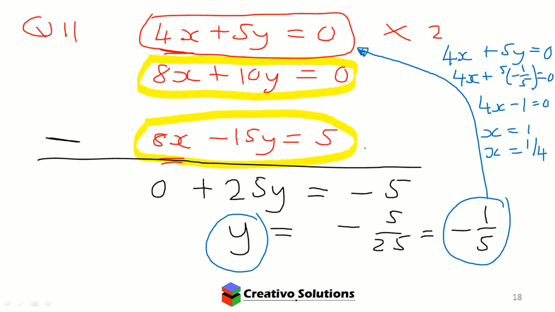Question 11 said, solve the simultaneous equations. Have we solved? Yes, we have. I found the y, which was minus 1 over 5, and I now have found the x, which is 1 over 4.